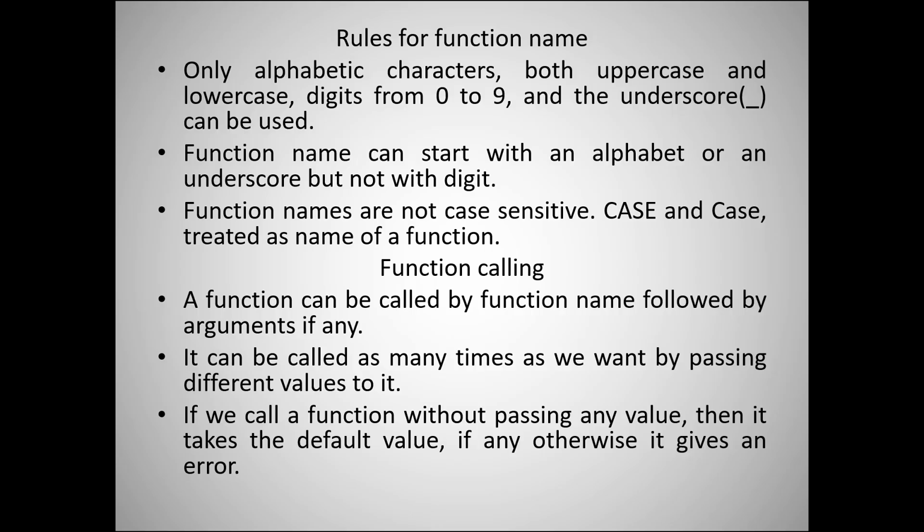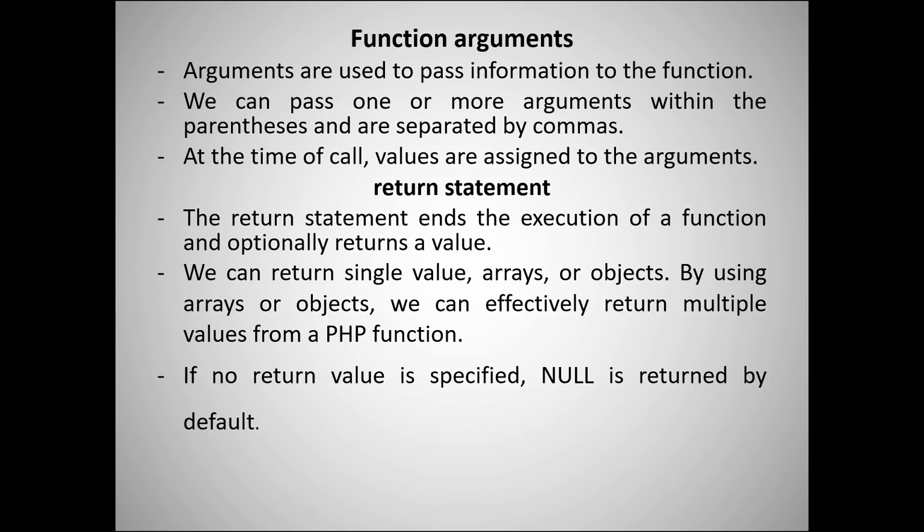Function calling. A function can be called by the function name followed by arguments, if any. The arguments are optional. It can be used as many times as we want by passing different values to it. If we call a function without passing any value, then it takes the default value if any; otherwise, it gives an error message. Function arguments. The arguments are used to pass information to the function. We can pass one or more arguments within the parentheses, separated by commas. At the time of call, values are assigned to the arguments.